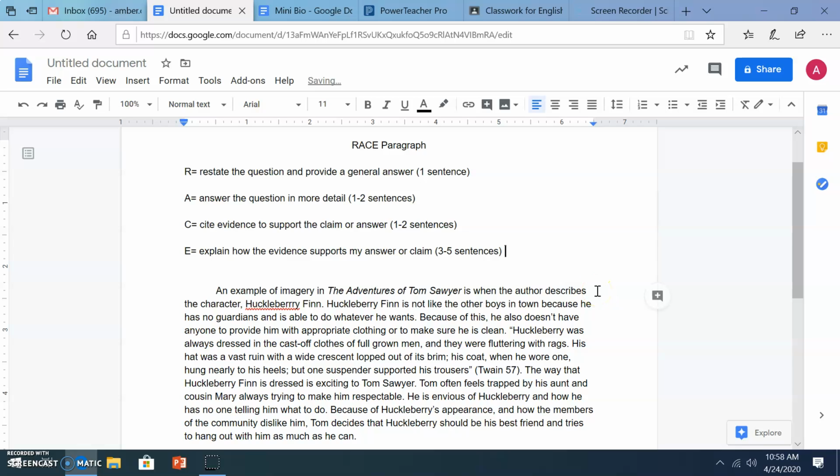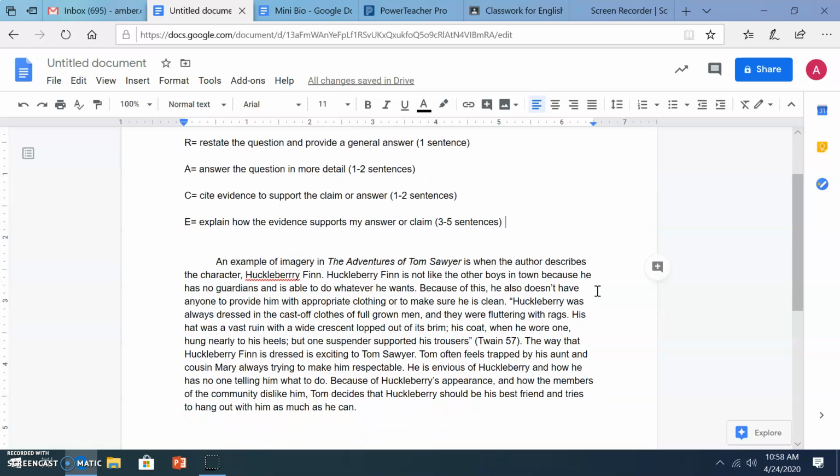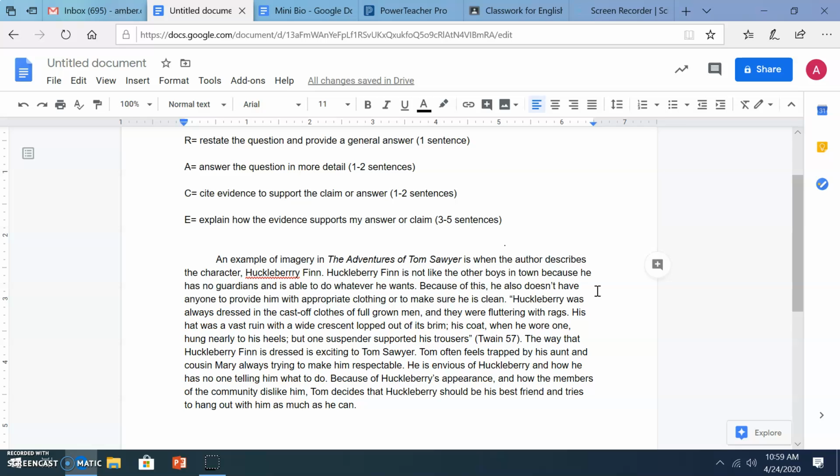In the assignment description, you'll see that I'm asking for a paragraph that's a minimum of 6 sentences and a maximum of 10. So make sure that you follow these sentence guidelines and especially put some effort into the explanation portion of your RACE paragraph to meet those sentence guidelines.